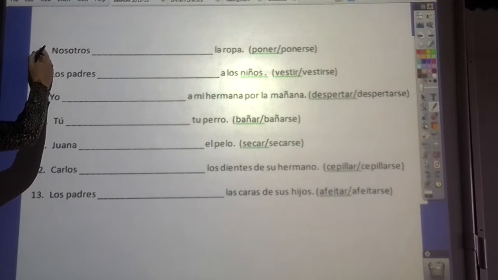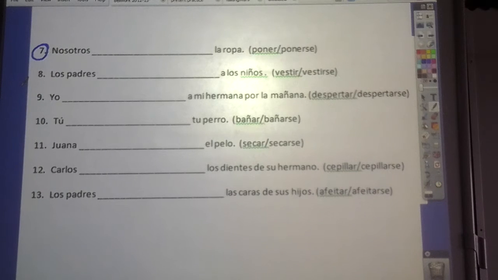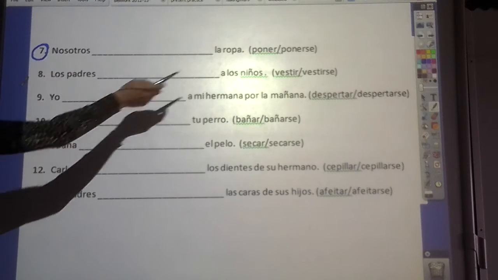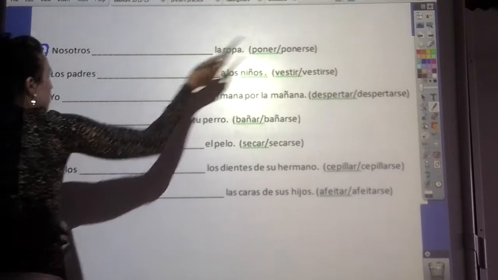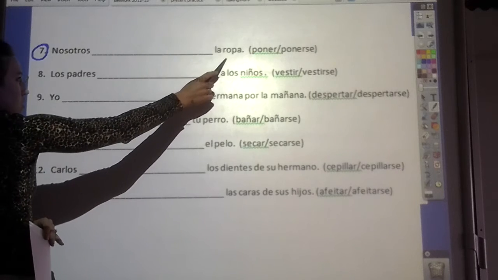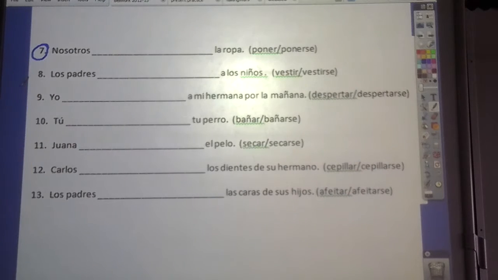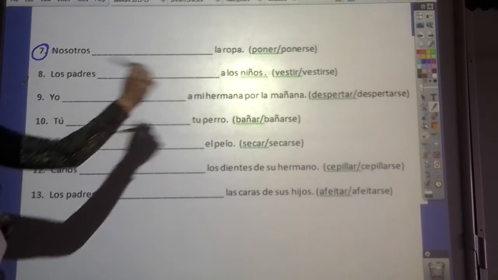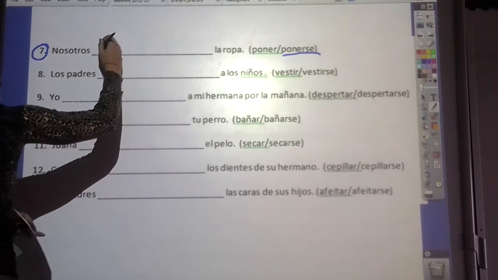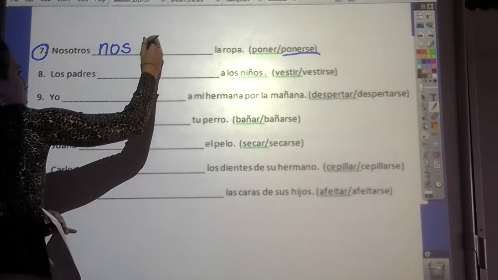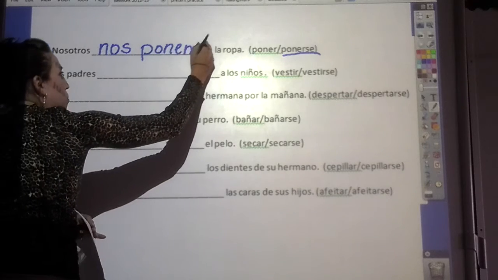Okay, so for number seven in the next activity, we need to read the sentence and decide if it's something that is going to be happening to the person doing it or to somebody else or something else. So let's translate this in our mind. We, poner is put, ponerse is put on. So we put the clothes, or we put on the clothes. Well, we put the clothes doesn't really make sense because it doesn't tell us where we would be putting the clothes. So the correct answer in this case is ponerse. And we need to make sure we include the reflexive pronoun. Nos ponemos.